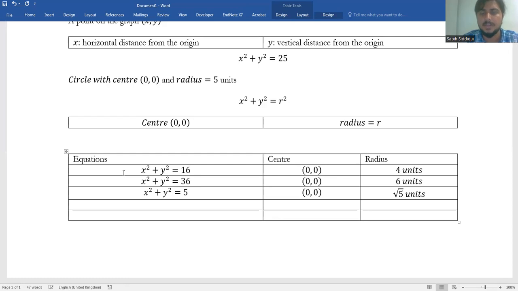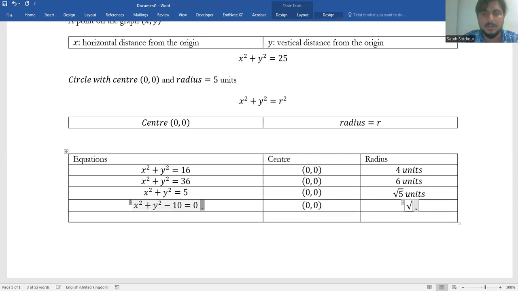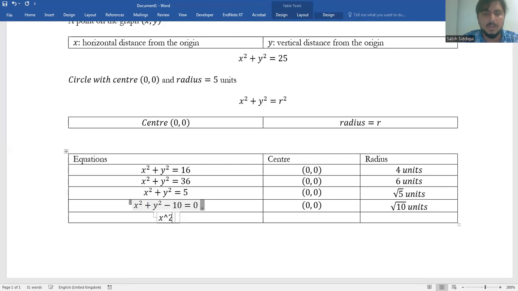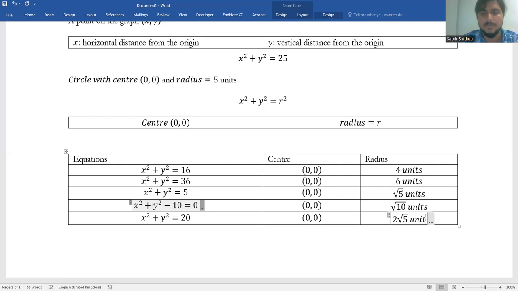Obviously you can get the decimal value from the calculator, but to be exact, square root of 5 will be the radius. If I write an equation, x square plus y square minus 10 is equal to 0, we'll take 10 on the other side, and you'll end up getting a circle with center 0, 0, and the radius will be square root of 10 units. One last example, x square plus y square is equal to 20. So we get the center as 0, comma 0, and the radius is 2 root 5.